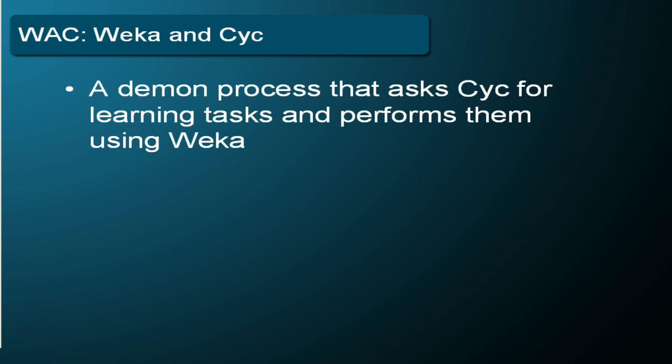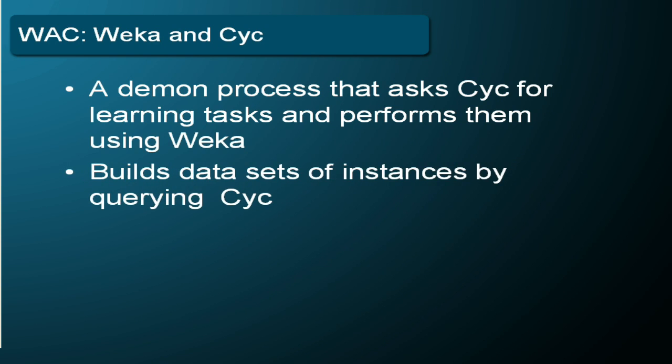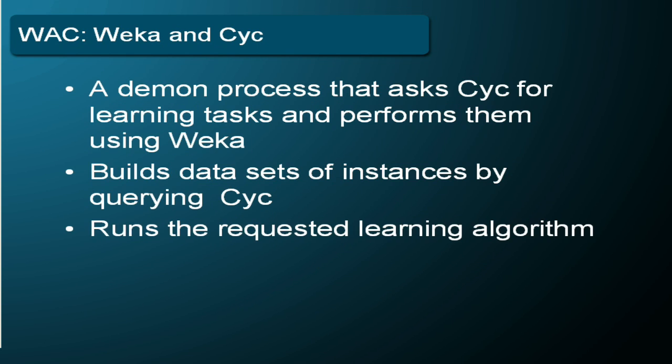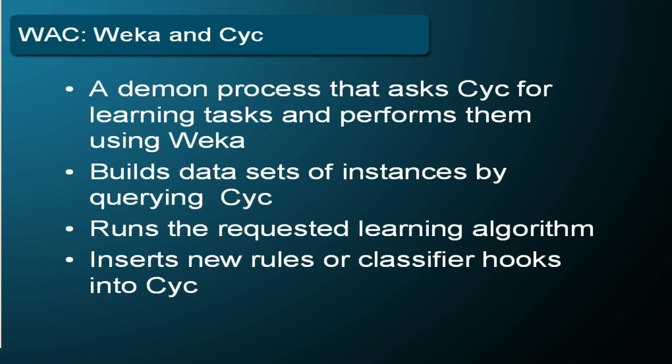A daemon process queries Cyc for learning tasks and extracts the parameters and performs them using Weka. This allows Cyc's inference rules to generate new tasks and their parameters. The information on the instances used for induction can be stored in Cyc, and again Cyc's knowledge can be used to fill in any missing information. The daemon process then runs the requested learning algorithm and either inserts the discovered rules in Cyc or places the required hooks in Cyc to use an external Weka classifier.